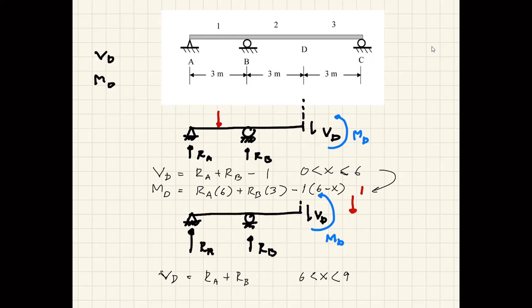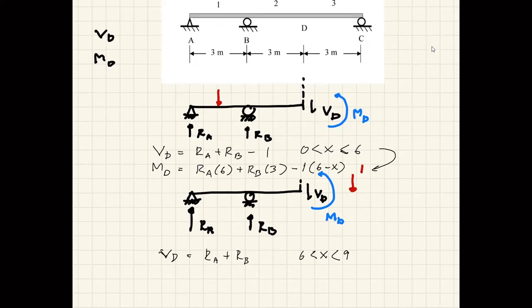The second one, MD becomes just RA multiplied by 6 plus RB multiplied by 3. And the range is again the same. Okay, see, once you have solved one reaction, the rest is just playing around with your equilibrium.